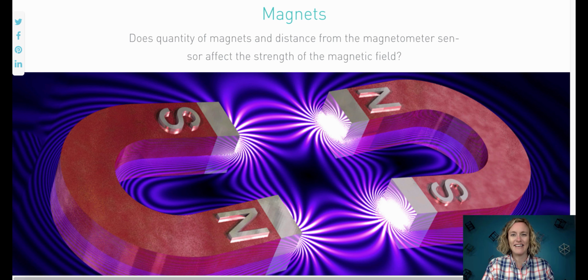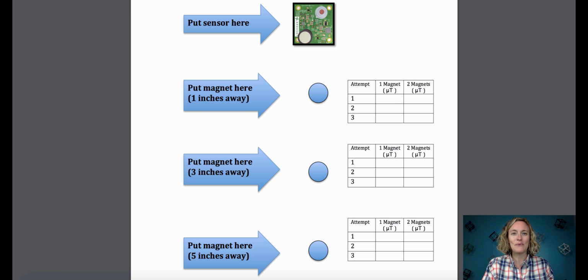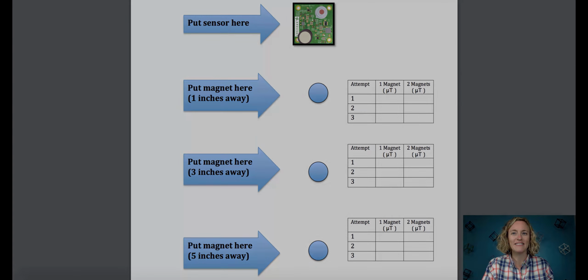The magnets lesson has the students using magnets and the magnetometer. Students will explore if quantity of magnets and distance from the magnetometer sensor affects the strength of the magnetic field. This experiment comes with a worksheet where students can record their data so that they can make interpretations.